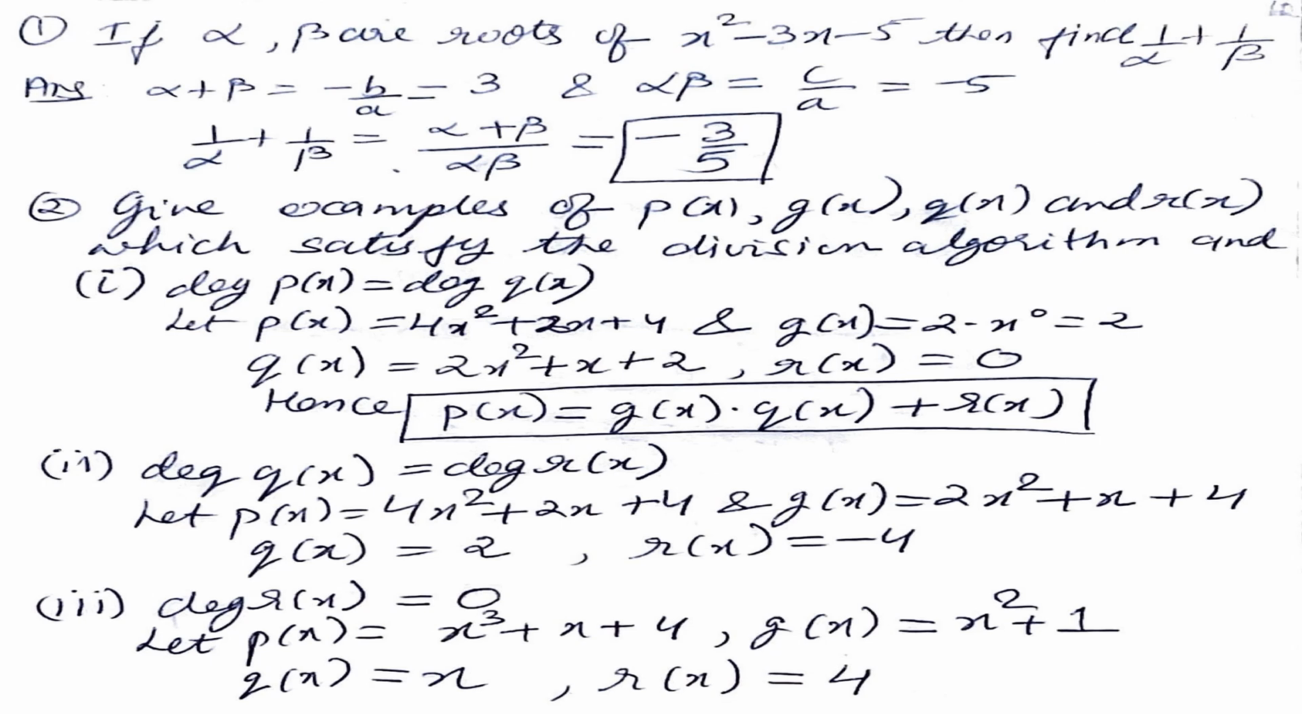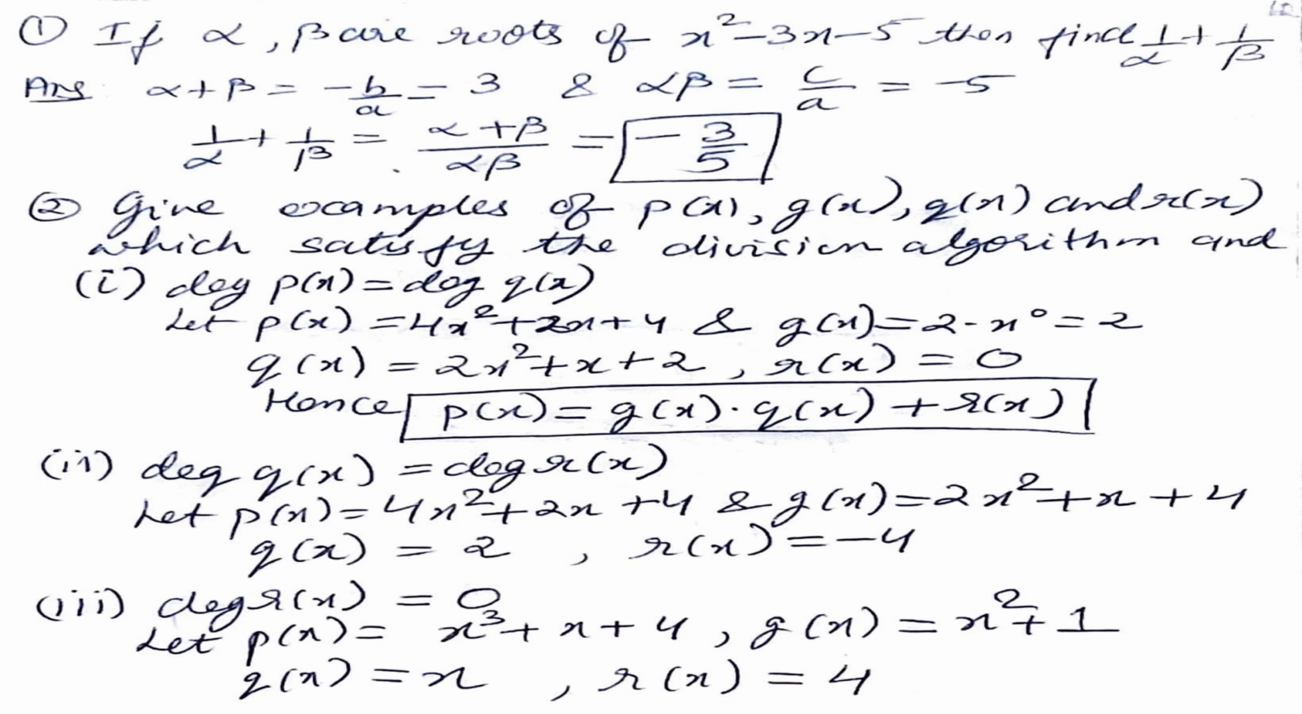In the second condition, degree of q(x) should be same as degree of r(x). Means the degree of quotient polynomial and remainder polynomial should be same. For example, consider p(x) like we had in the previous case, 4x square plus 2x plus 4. Now if g(x) is equal to 2x square plus x plus 4, we know that the quotient will be equal to 2. And what will be the remainder in this case? Minus 4. Because when you multiply 2 into 2x square plus x plus 4, we will get the remainder as minus 4. So here the degree of q(x) and degree of r(x) both is 0, and that means both have the same degree.